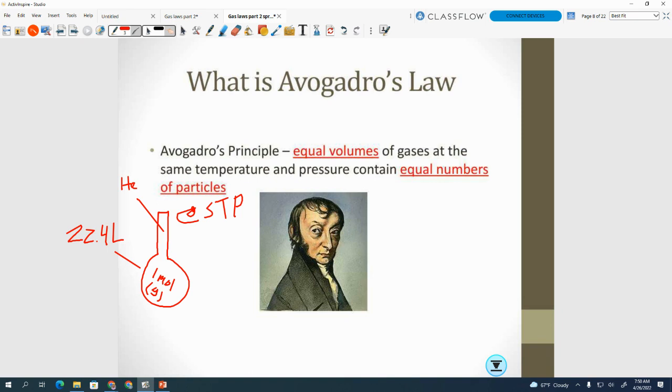Remember that moles is basically a description of a number of particles. So if I say it like this, 22.4 liters of a gas equals 1 mole, and that is a specific number of particles, 6.022 times 10 to the 23rd particles.